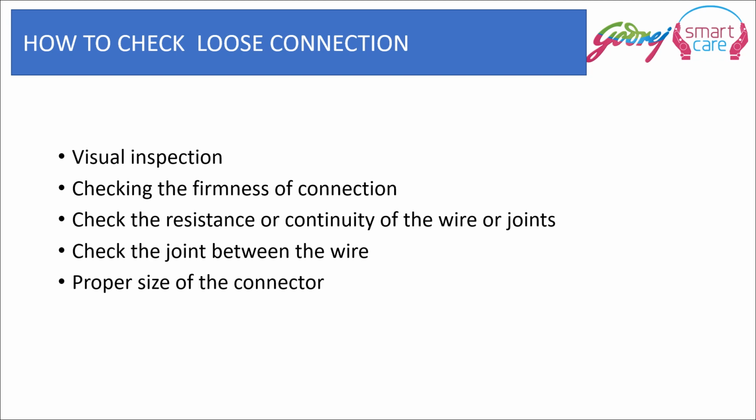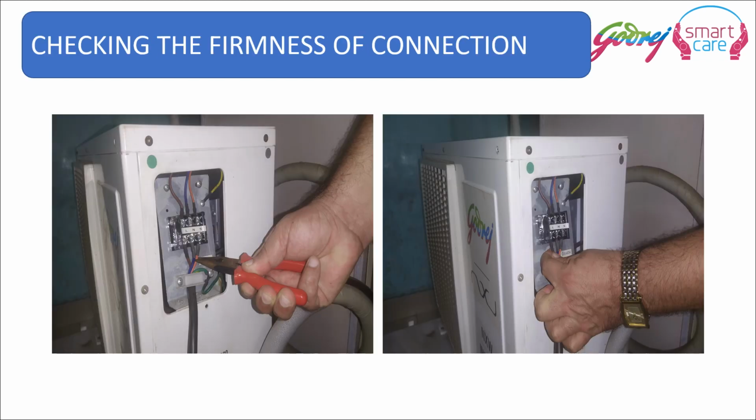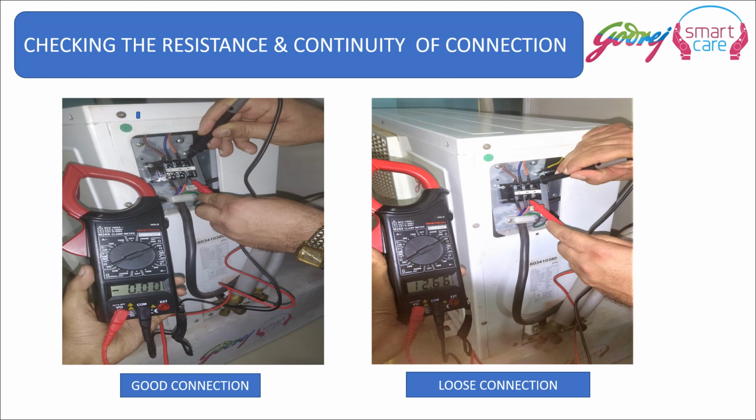We have to visually inspect and check the firmness of the connections. We have to check the resistance or continuity of wires or joints. Check the joint between the wires. Proper size of the connectors will be used to avoid loose connection. We have to ensure the firmness of the connection, that the wires are properly tightened, and check the resistance and continuity of connections.